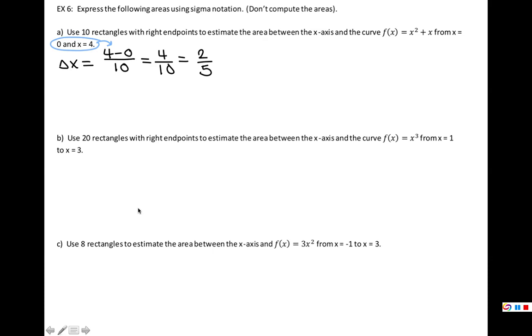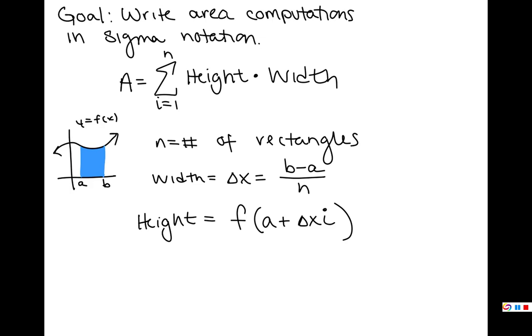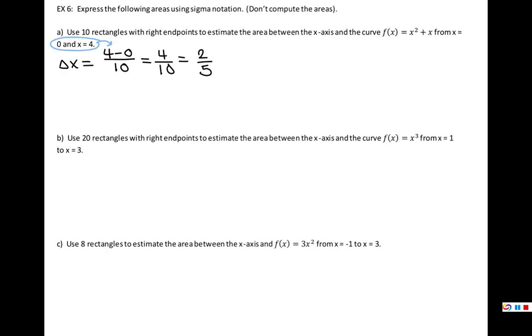All right, so let's do some examples. Let's see if we can use the information from this slide to try to do some examples. Express the following using sigma notation. Don't compute the areas. Okay, so all we have to do is figure out what the formula is going to look like with our sigma notation.